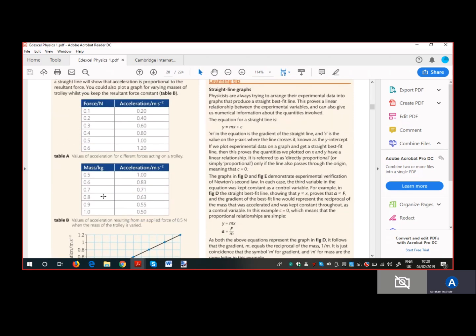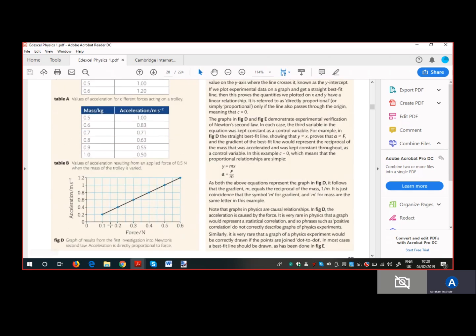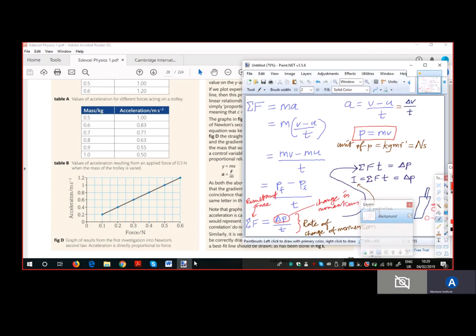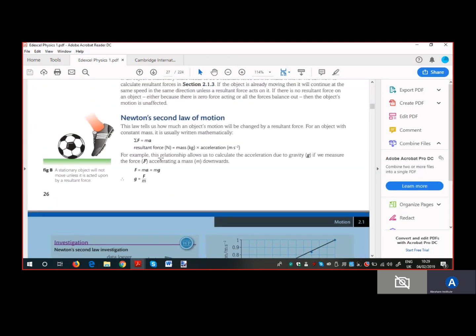Now that is one way of doing this and getting the relationship. It will be a straight line, which proves Newton's second law. If it's a straight line passing through the origin, the resultant force is proportional to the acceleration, and the constant we get when we make it an equation is the mass. So this proves that the resultant force is proportional to the acceleration, which is what they have stated here: resultant force is mass times acceleration.